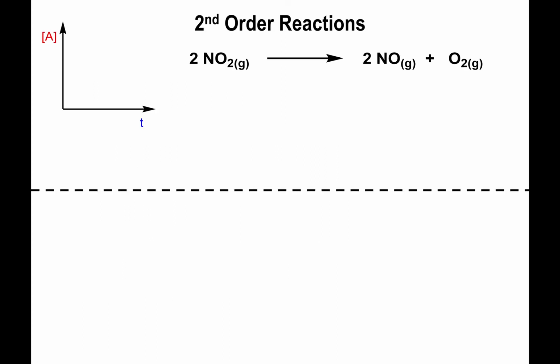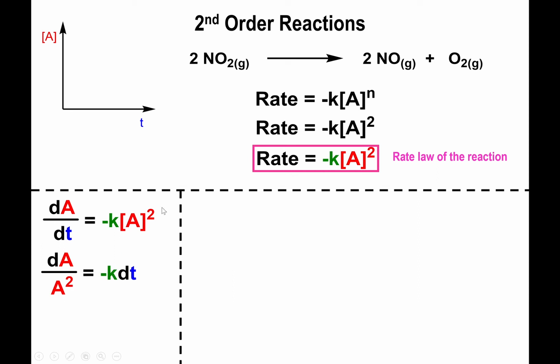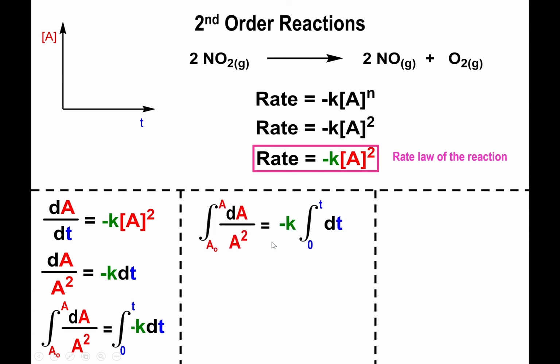Second order reactions are those in which the exponent in the rate law is equal to 2. So the rate is equal to negative k times the square of the concentration. Using calculus, once again, you have dA over dt equaling negative k times concentration squared. Separating the variables, so dividing by the concentration squared and multiplying by dt, gives you the following relationship. Taking the integrals of both sides, I'm bringing the constant outside of the integral.